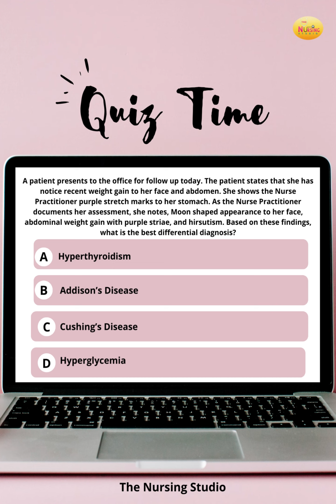Question number 1 states a patient presents to the office for follow up today. The patient states that she has noticed recent weight gain to her face and abdomen. She shows the nurse practitioner purple stretch marks to her stomach. As the nurse practitioner documents her assessment, she notes a moon shaped appearance to her face, abdominal weight gain with purple striae, and hirsutism. Based on these findings, what is the best differential diagnosis? Is it A, hyperthyroidism, B, Addison's disease, C, Cushing's disease, or D, hyperglycemia? Now take a minute and tell me what you think in the comments.